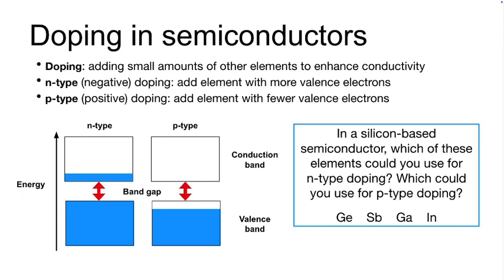Okay? So, if we're now looking at a silicon-based semiconductor, again, silicon is our base state. That's where everything is going to center. Which of these elements could you use for N-type doping? Which could you use for P-type doping? Again, blue box, figure it out. So, in trying to decide which one would be N or P-type, we could start off at the very beginning and we go Ge. Where is Ge?